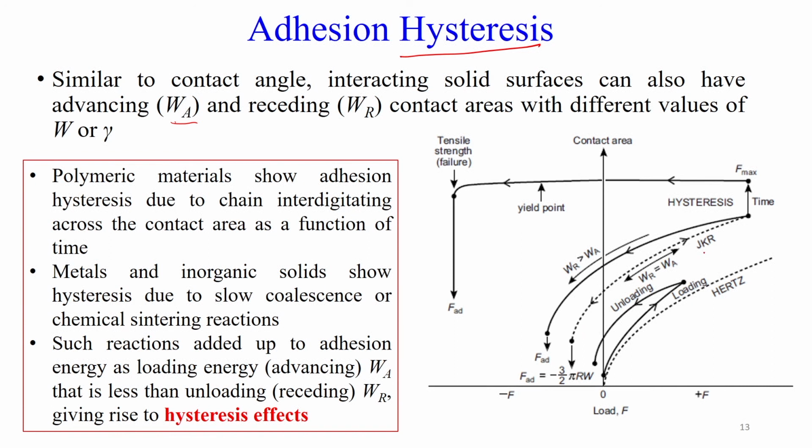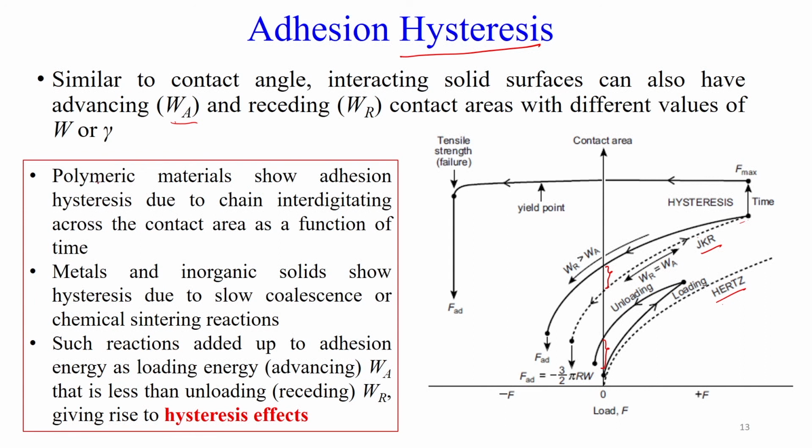Let us consider the case of JKR theory. This is the line it follows for the advancing, but when it comes to the receding, there is a difference in the contact area. The same we can observe for the Hertz curve as well, there is a difference in the contact area. So, this difference in the contact area suggests there is a hysteresis, and this hysteresis indicates that there is some deformation at the interface.